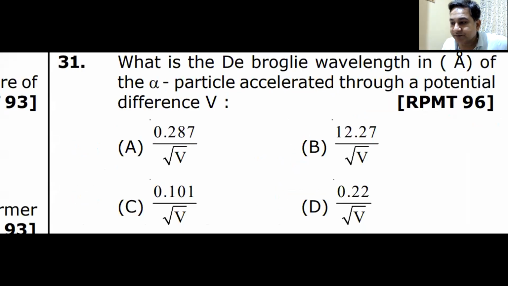Next question. Straightforward question. We have already done it in the exercise. The De-Broglie wavelength of an alpha particle. We have done this, yes or no? Option C. See? So that is the power of you remembering a lot of things.